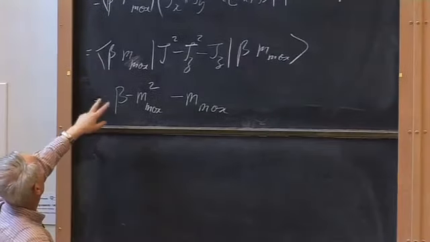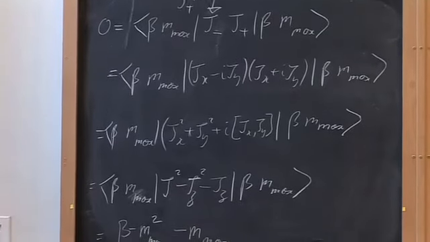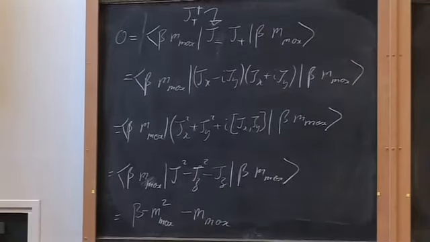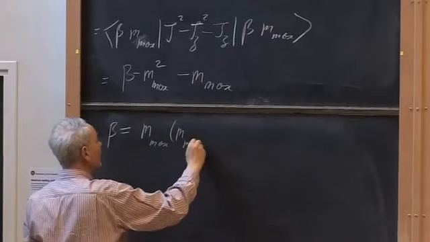So what do we have? We have that nothing is equal to this stuff, from which it follows that beta, we've discovered now what beta is in terms of M max. It's equal to M max brackets M max plus 1.